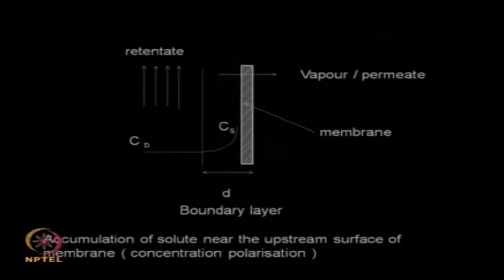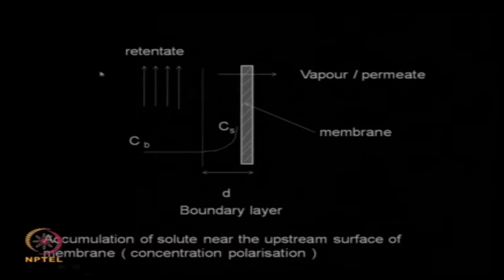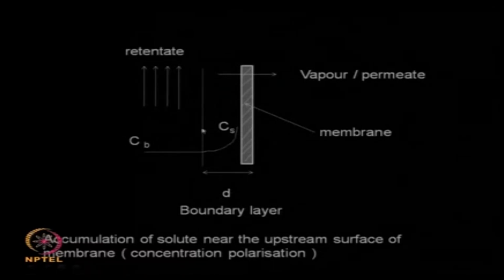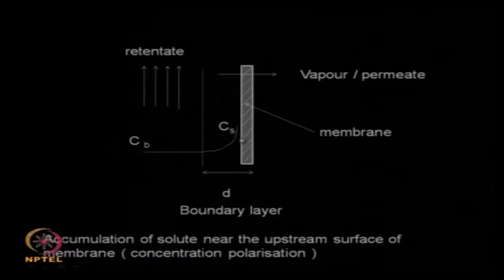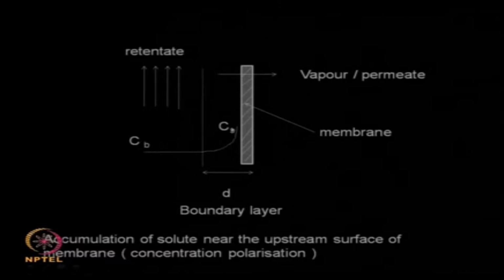Now as the membrane process takes place, and if the vapor or liquid flows perpendicular to the membrane surface, what happens? This is the membrane surface. There is going to be an accumulation of solute near the upstream surface of the membrane. This is called concentration polarization. Normally the concentration near the upstream will be much larger than the bulk concentration. If Cb is your bulk concentration and Cs is the concentration near the surface, Cs will be much larger than Cb. This is called concentration polarization.